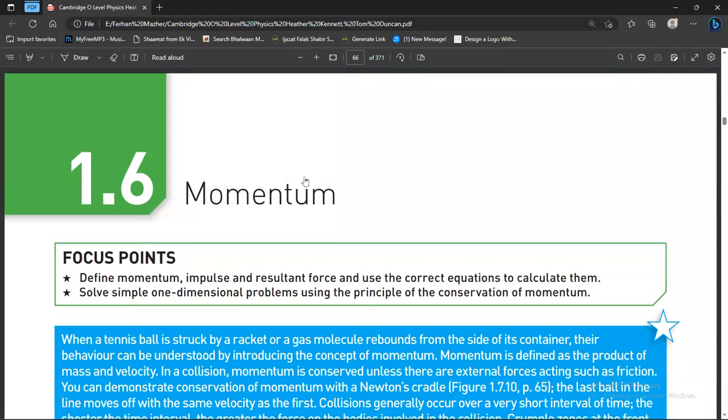The book I am using, which is showing up on your screen, is Cambridge O Levels Physics, written by Heather Kent and Tom Duncan. So let's start.